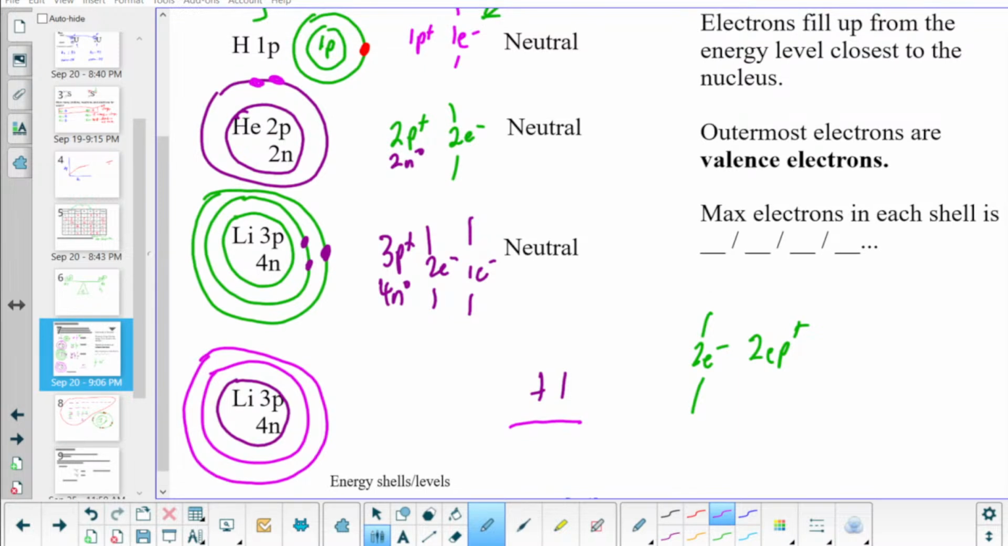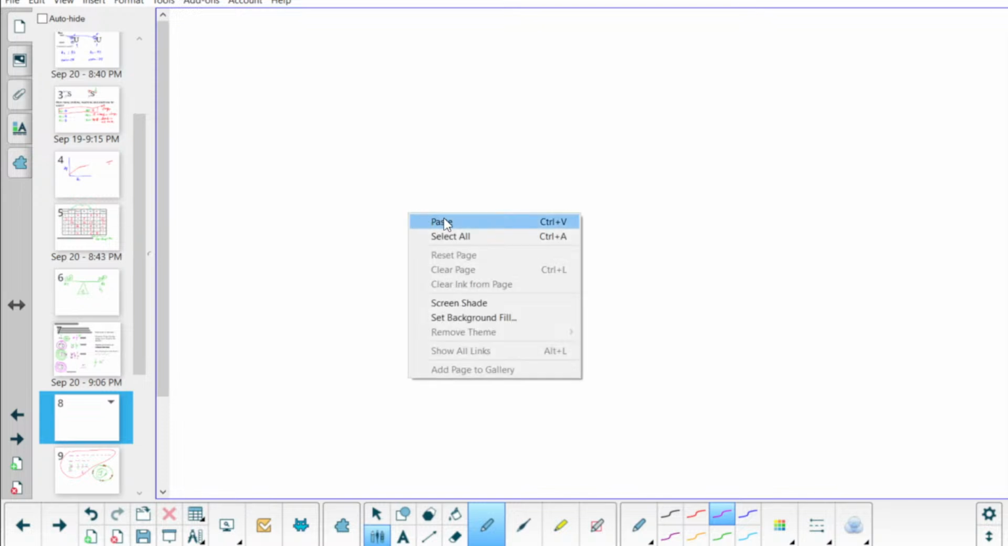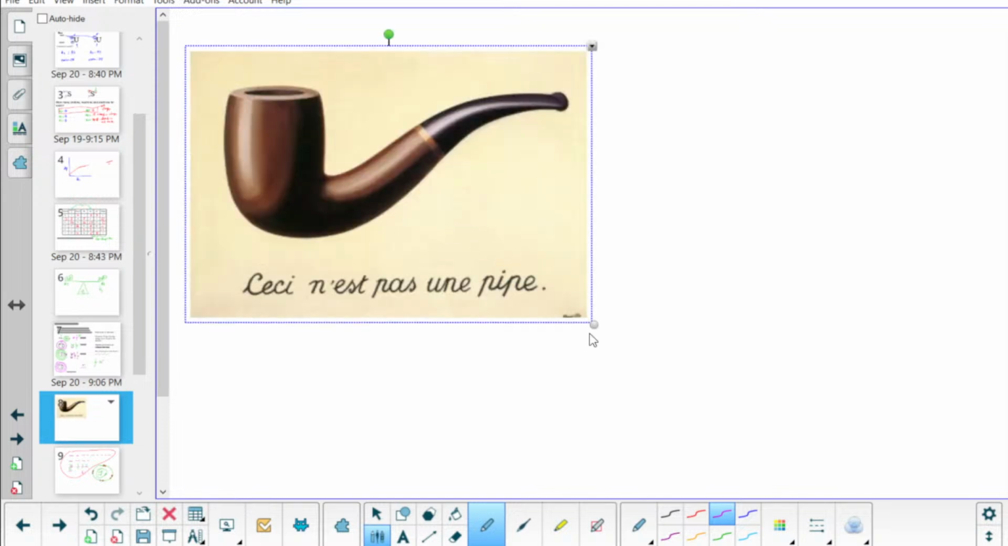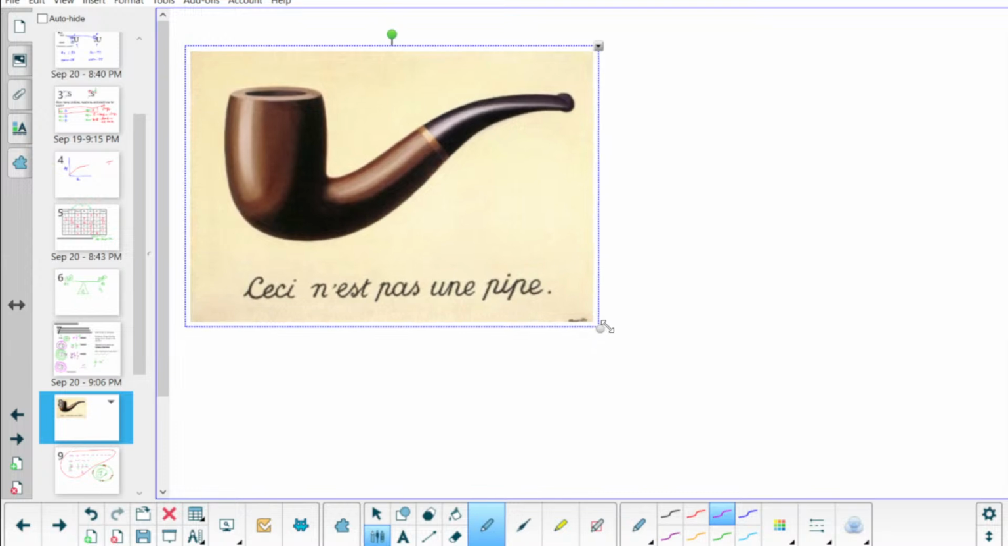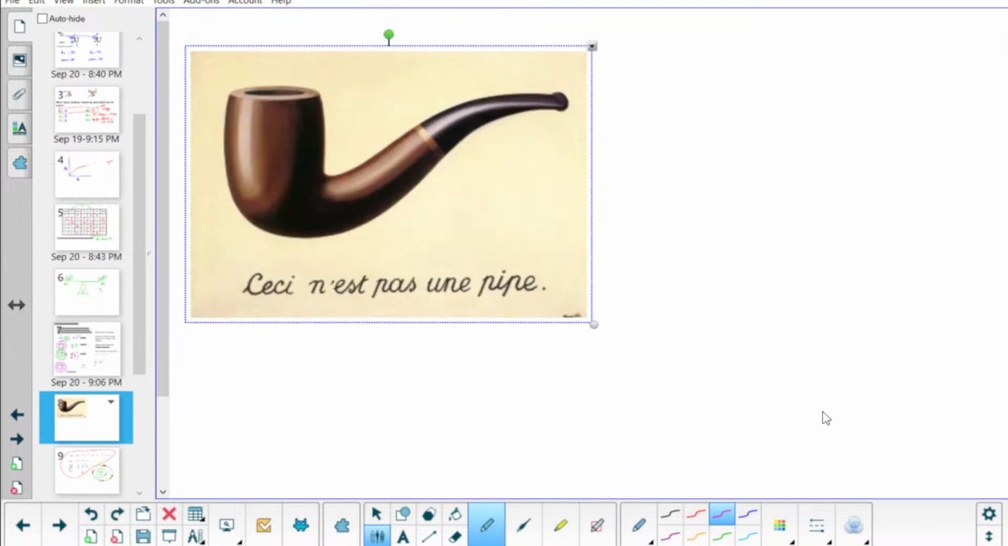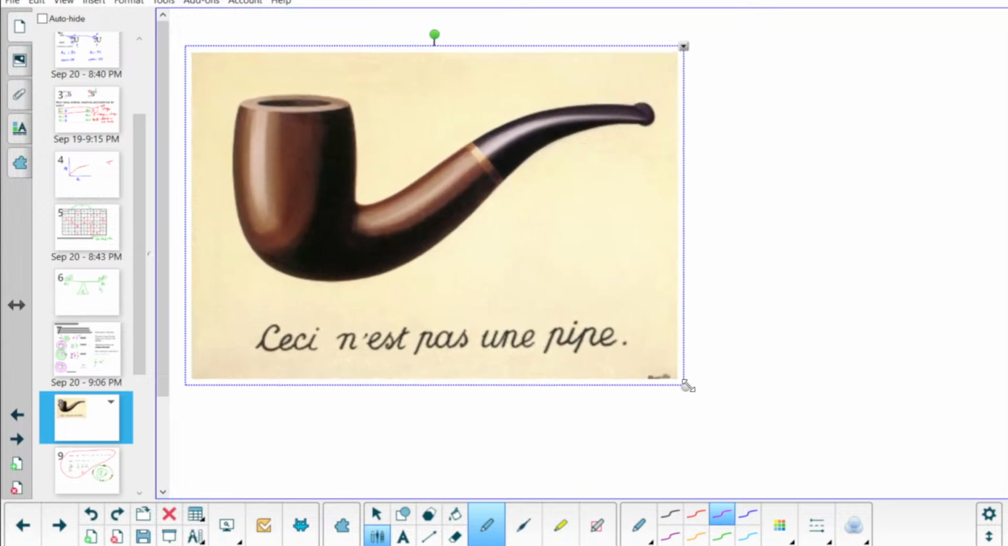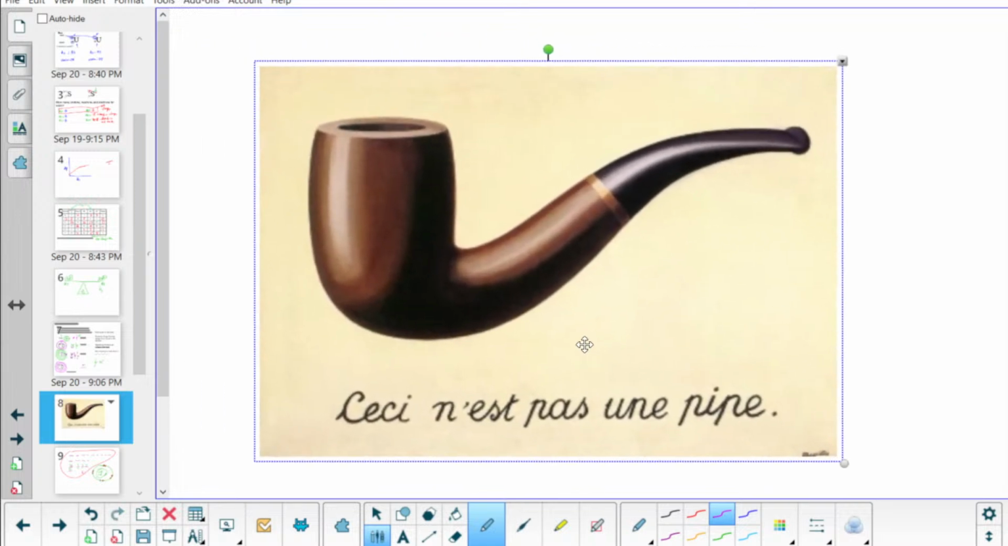Have I shown you the Treachery of Images? I think I've done that. Where is it? Because I'm going to talk about those electrons being satisfied, but I've shown you this picture before, right? No? Oh, okay. What does it say, for those of you that speak French? Is that a pipe?